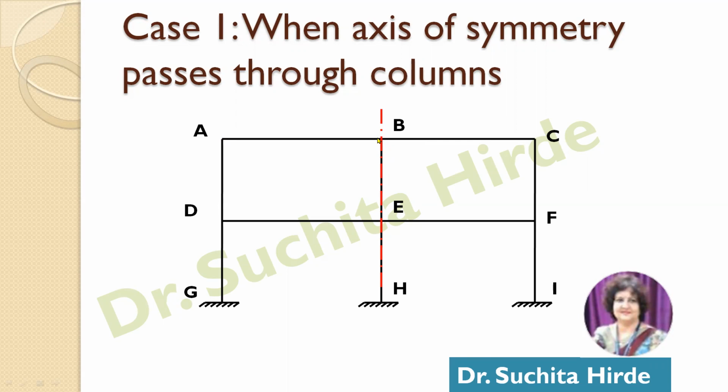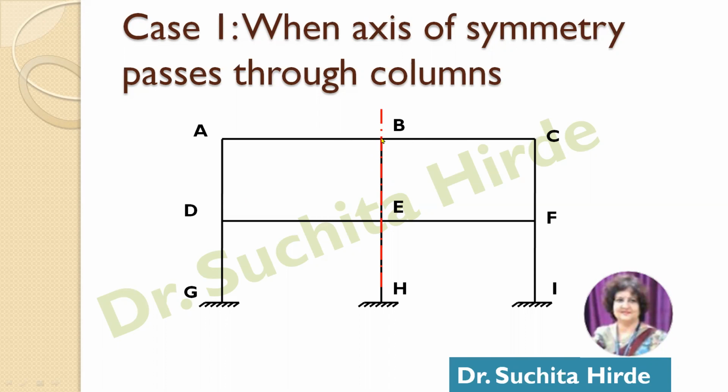But due to symmetry, the moment MBA is equal to MBC and they are equal and opposite. Therefore, summation of moment MBA plus MBC is equal to 0. And that's why there will not be any bending moment in member BE.